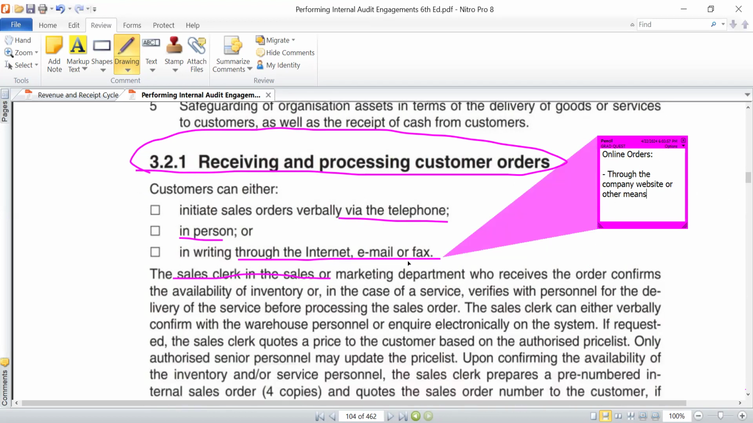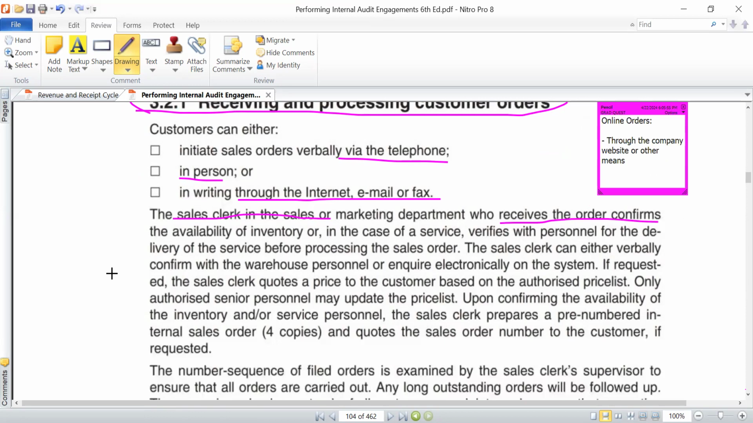But now let's understand, when all of this is taking place on the company side, who is the responsible person that is supposed to be receiving and processing this order? There has to be a sales clerk, or essentially a sales department or marketing department, which is responsible for receiving the order. In other words, they're the ones who are supposed to confirm the order that has been initiated by the customer. And how do they confirm? One of the things they will do is assess whether there is availability of the stock or the item that the customer is requesting.